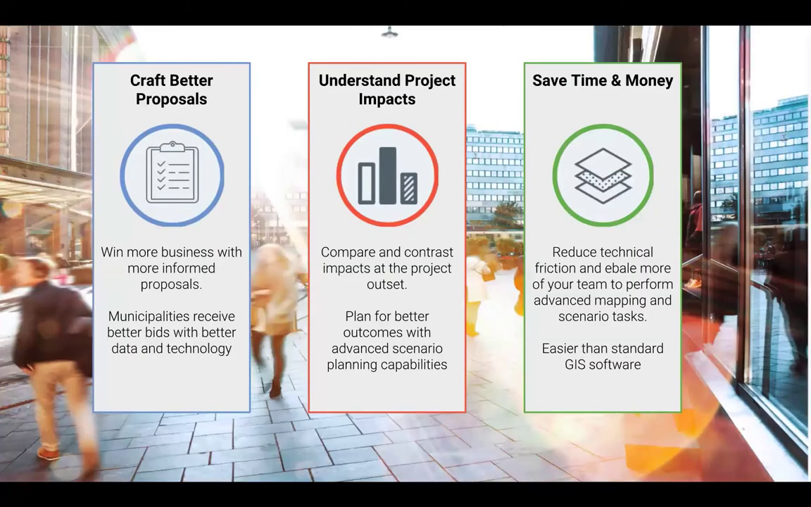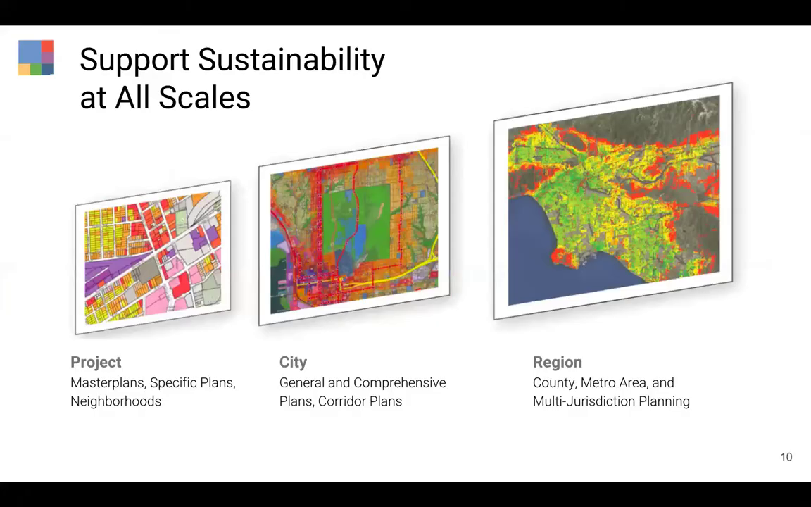With Urban Footprint, you can craft better proposals, presentations, and reports with ready-to-use data and the ability to make maps and analyze existing conditions in minutes. You can understand project impacts with scenario planning and built-in analytics. And you can lower technical friction so that more of your team can perform advanced mapping and scenario tasks. Urban Footprint is just easier to use than standard desktop GIS systems. You'll get up and running faster and spend more time planning and less time looking for data and cleaning it up. Testing scenarios is easy, and understanding impacts is built in.